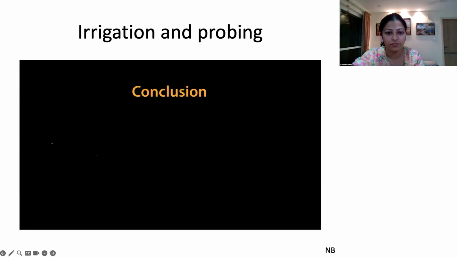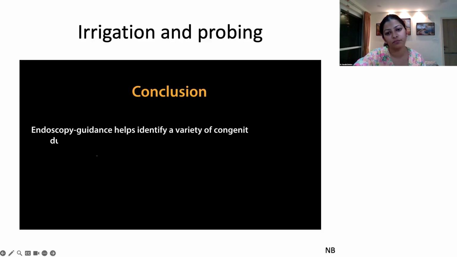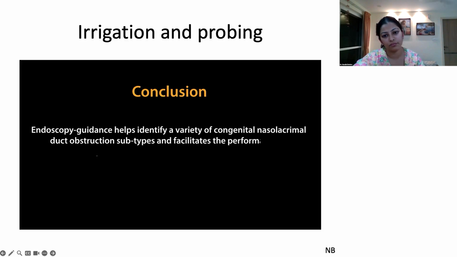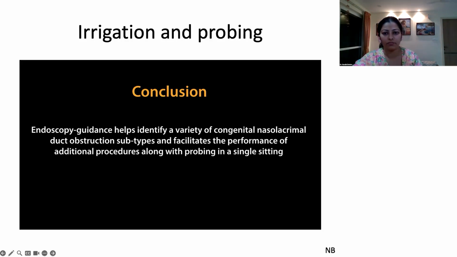So to conclude, endoscopy guidance helps identify a variety of congenital nasolacrimal duct obstruction subtypes and facilitates the performance of additional procedures along with probing in a single sitting to achieve optimum outcomes.